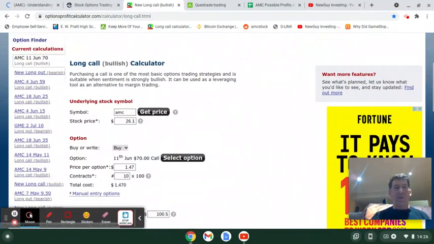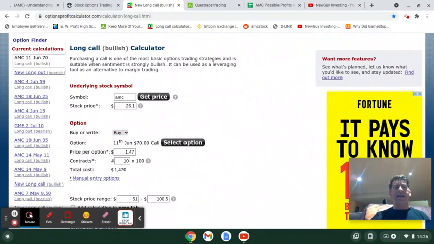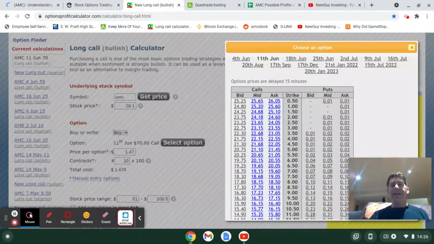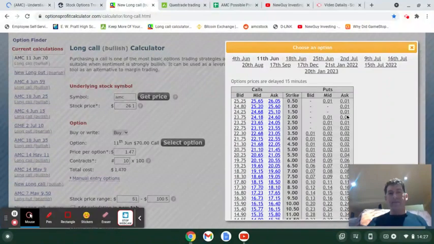So if I look at the long call calculator, I have AMC plugged in here, and I'm going to show you what happens. So I could put in the ticker. It will give me the current price, $26.10. When I click on select option, it goes over here to a list. And what you see are different expiry dates for these options contracts. Okay? So that's how that one works.